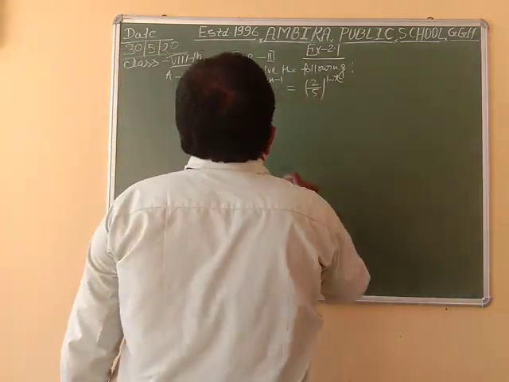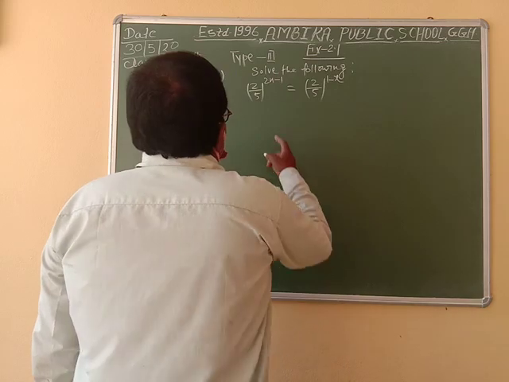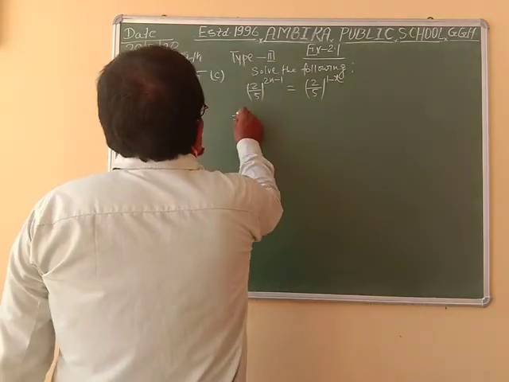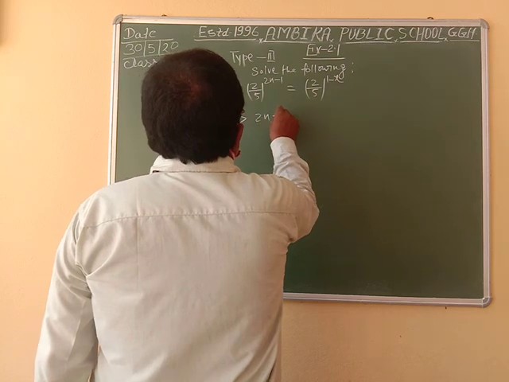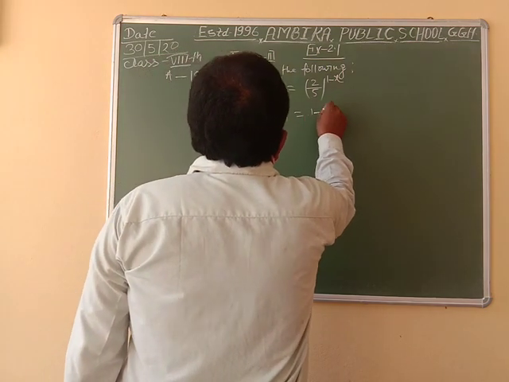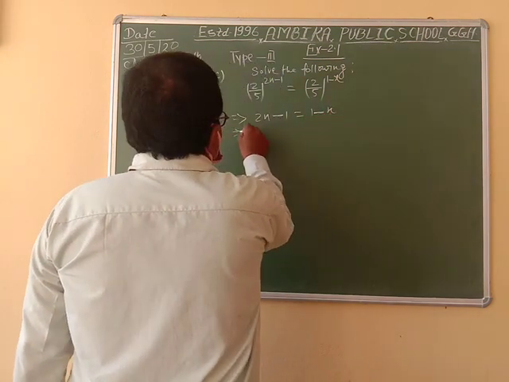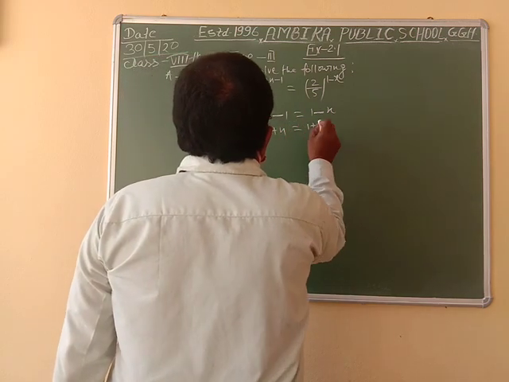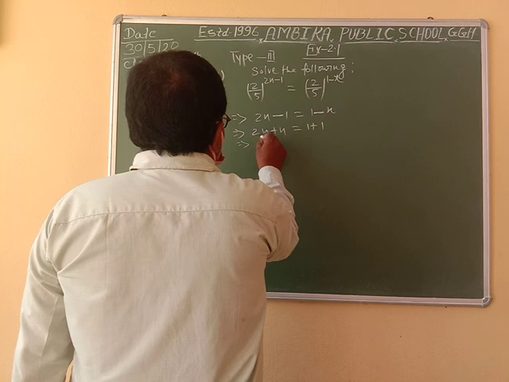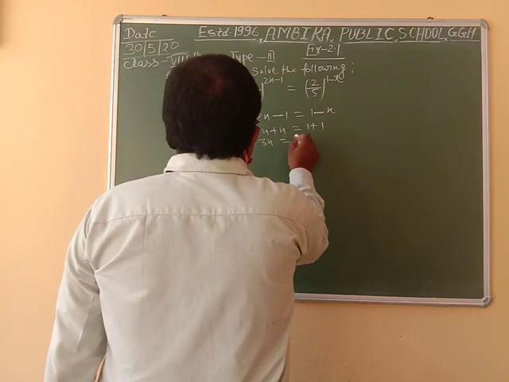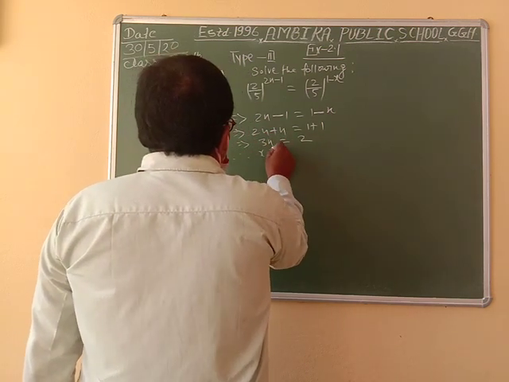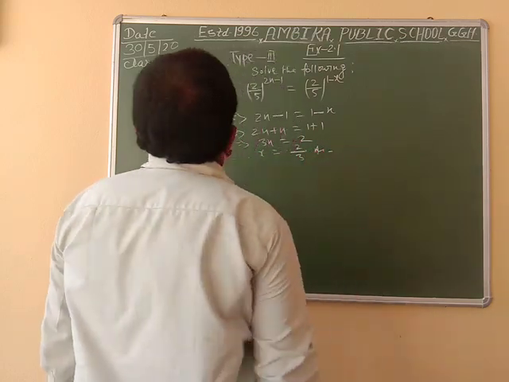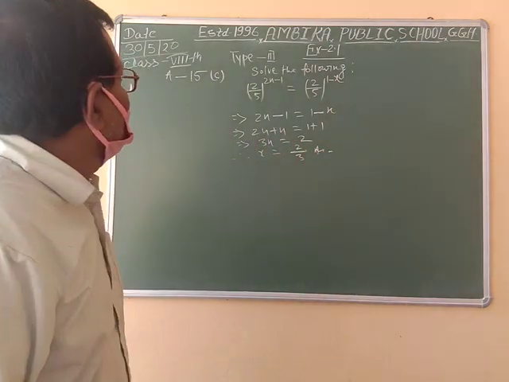Here we see that bases are equal. So 2x minus 1 is equal to 1 minus x. So 2x plus x is equal to 1 plus 1. 3x is equal to 2. x is equal to 2 by 3. Answer. We have to find the value of x.